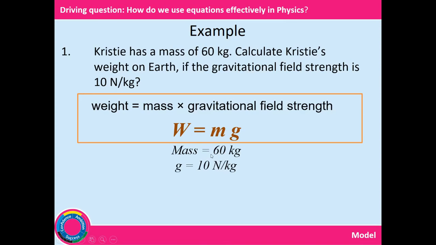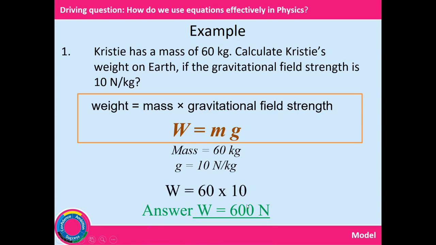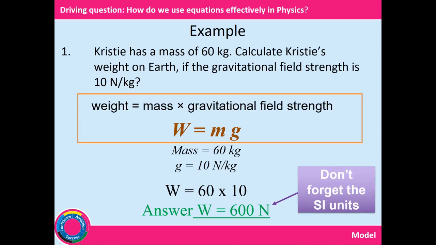We've got a mass, we've got g, we simply substitute into the equation and multiply the two values. So 60 multiplied by 10, and that gives us 600 newtons. Don't forget, weight is a force, so therefore we need the SI unit, newtons, to be written after your answer.